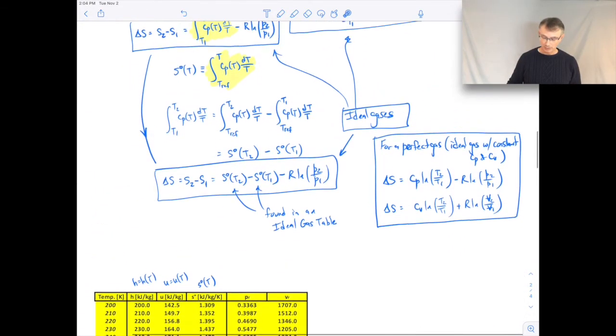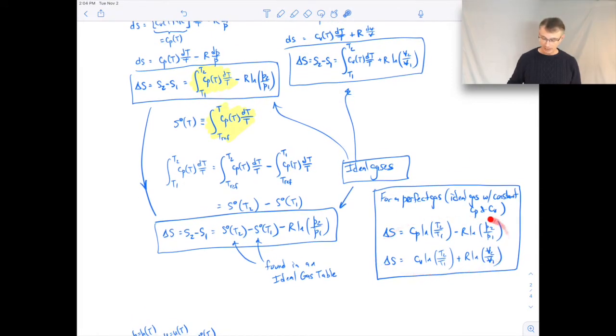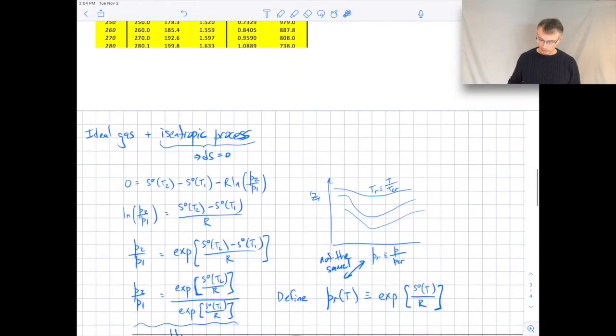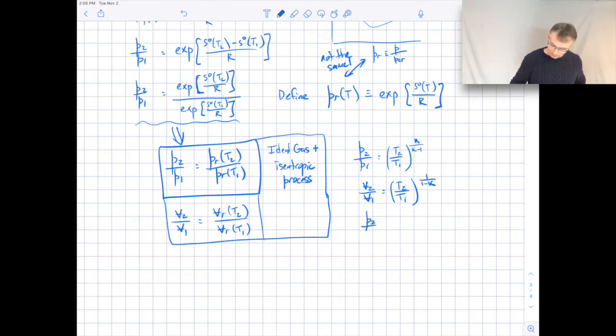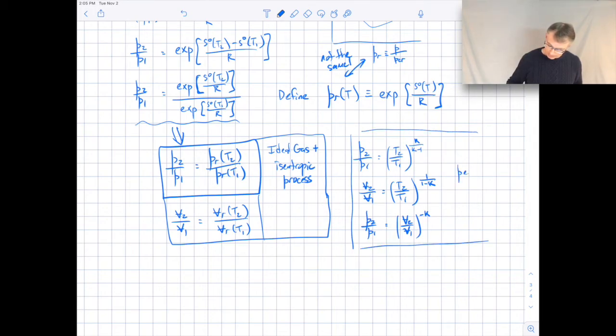Now let me consider the case where we're dealing with a perfect gas undergoing an isentropic process. In that case, we're dealing with these equations because it's a perfect gas. And if it's isentropic, the delta S is 0 there. And so we can do some rearranging of these. So for that case, P2 over P1 is equal to T2 over T1 raised to the K over K minus 1 power. We also have V2 over V1 is equal to T2 over T1 raised to the 1 over 1 minus K. And then you can combine those expressions together to get P2 over P1 is equal to V2 over V1 raised to the minus K. These expressions are for a perfect gas and an isentropic process.